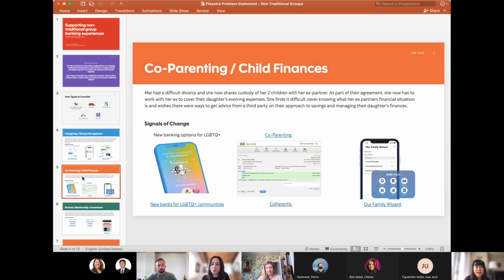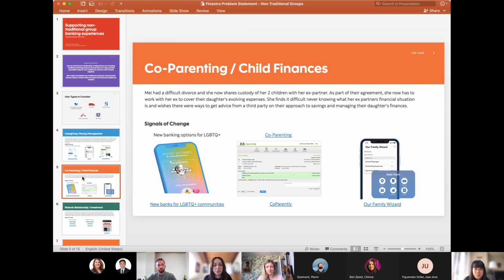So the next one we're looking at is around the theme of co-parenting or child finances. So I'll do the same thing and read out our scenario here. So May has had a difficult divorce and now shares custody of her 2 children with her ex-partner. As part of their agreement, she now has to work with her ex to cover their daughter's evolving expenses. She finds it difficult never knowing what her ex-partner's financial situation is and wishes there were ways to get advice from a third party on their approach to savings and managing their daughter's finances.